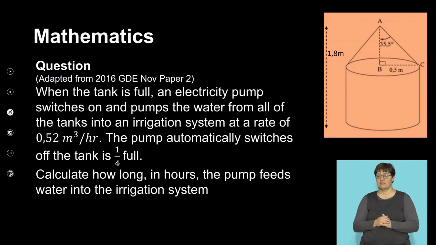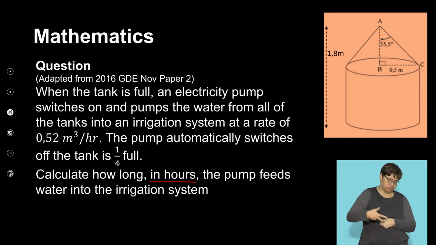So, when the tank is full, an electricity pump switches on and pumps the water from all of the tanks into an irrigation system at a rate of 0,52 meters cubed per hour. The pump automatically switches off the tank when it is a quarter full. We are going to be calculating how long in hours the pump feeds water into the irrigation system.